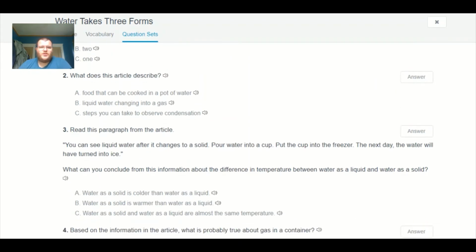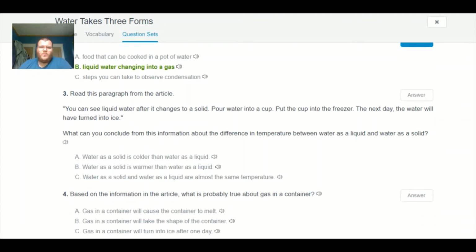Let's take a look at question 2. What does this article describe? Is it A, food that can be cooked in a pot of water? B, liquid water changing into a gas? C, steps you can take to observe condensation? What does this article describe? B, correct. Liquid water changing into a gas.